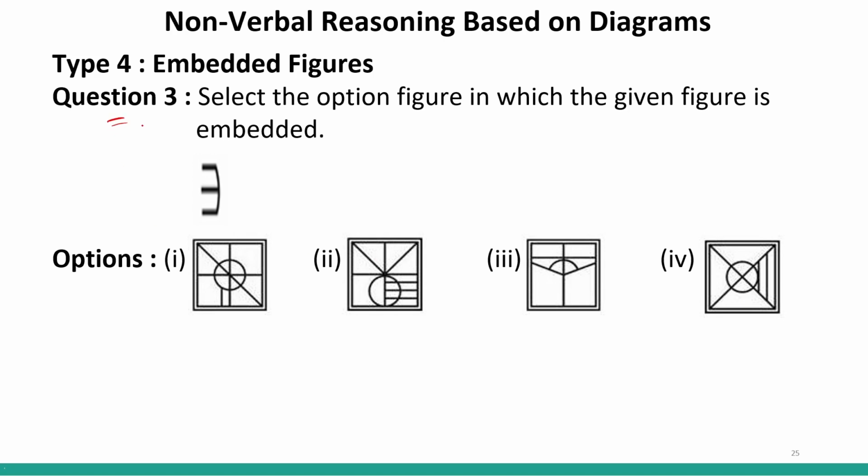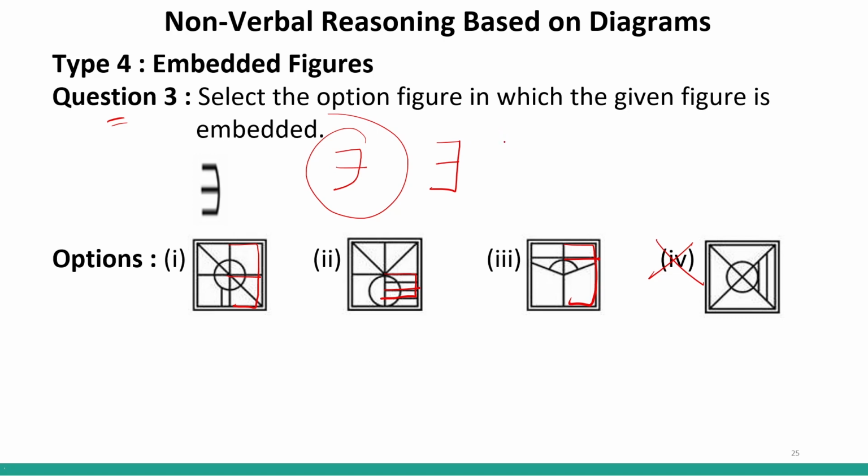Question 3. Select the option figure in which the given figure is embedded. So here I am seeing it is a E. So E can be here also. This is E. Similarly, if I see E is this also. This is also E. I can see E here also. And I can see, okay, E is not over here. So in this I cannot see E. I can eliminate option number 4. But in all these 3 images, I can get a E figure. Inverted E.